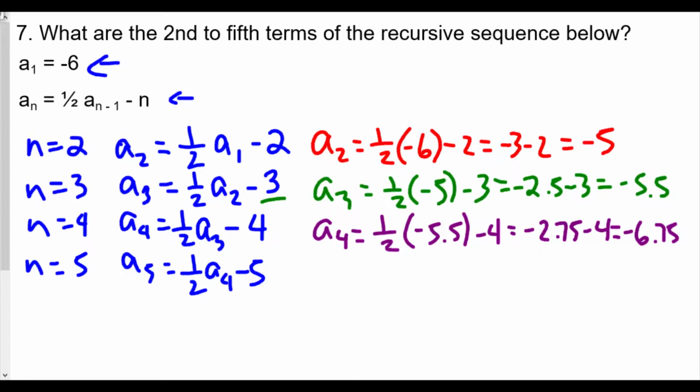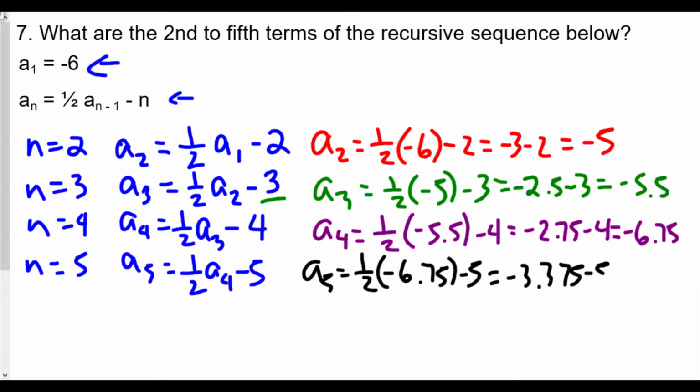And finally, a5, the fifth term, is 1/2 of a4, which is negative 6.75, minus 5. So half of negative 6.75 minus 5. And so half of negative 6.75 is going to be negative 3.375, I believe it is. Yeah, I think so. Minus 5, which means we're going to get, in this case, negative 8.375.